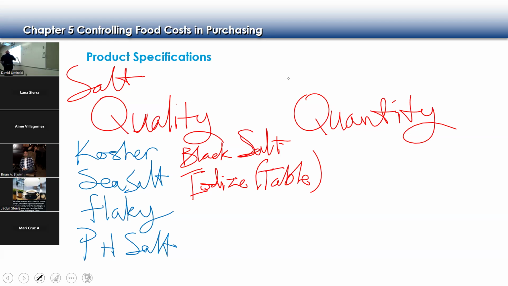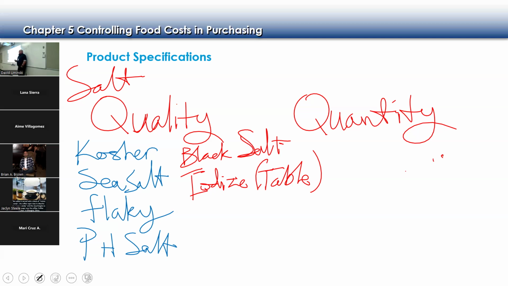Now quantity is basically how much. Okay, so do we buy it in 5 pounds, 10 pounds, 15 pounds? What's the quantity that we buy? Why do we need to know how much quantity to buy? What happens if we buy too much? Now, salt is maybe not a good example because, well, what would be an issue if we buy too much salt? It'll expire before we have a chance to use it. A lot of packaging, okay, good. It could expire.